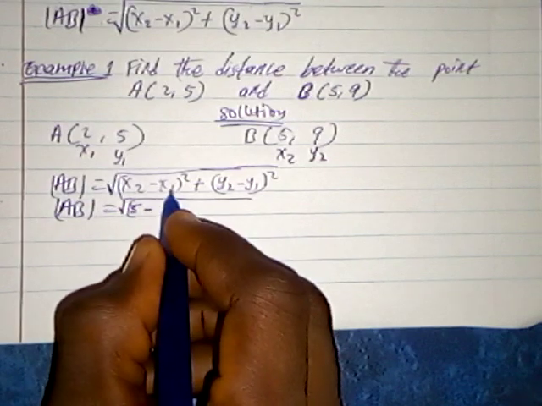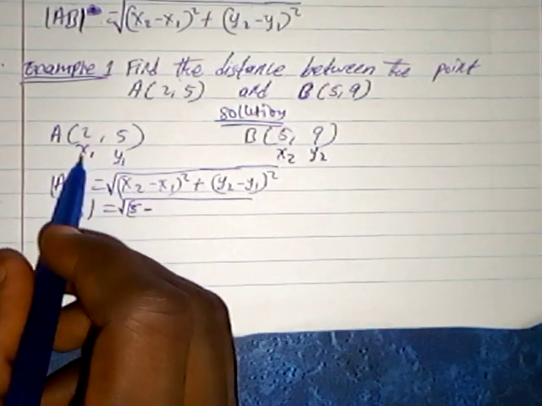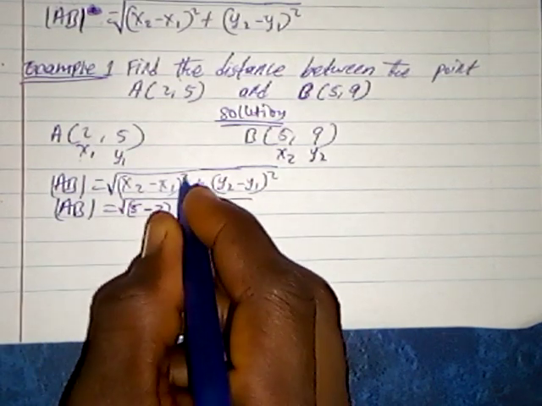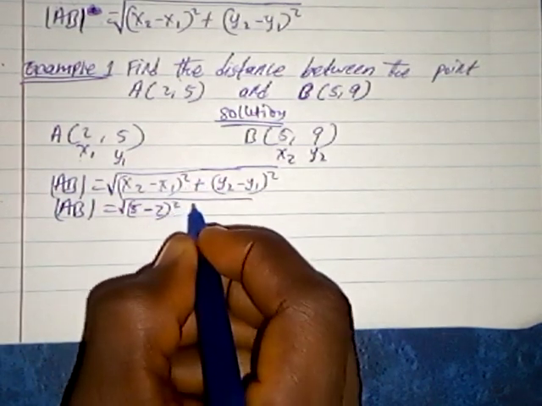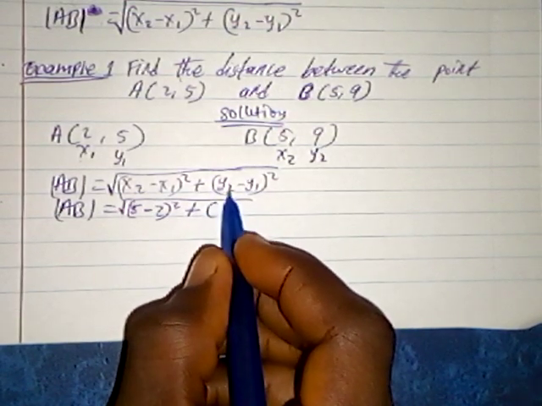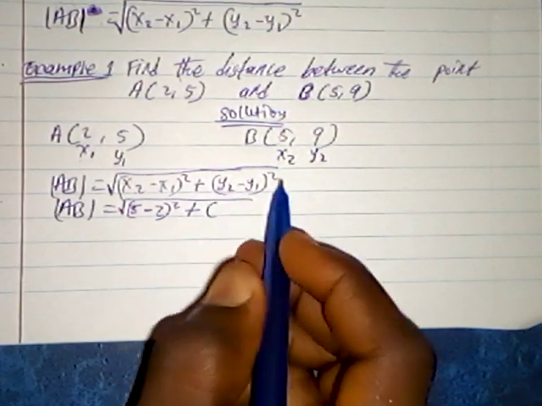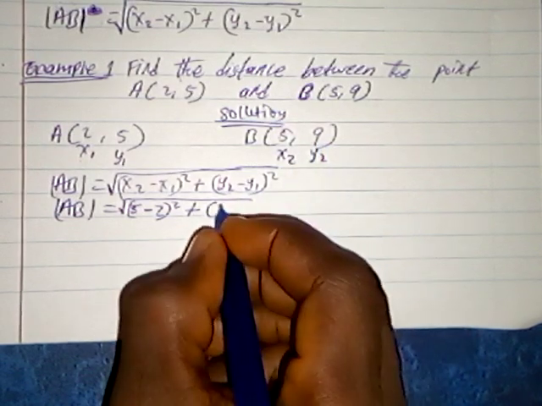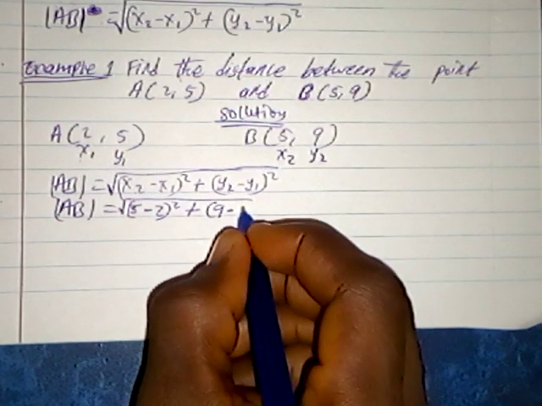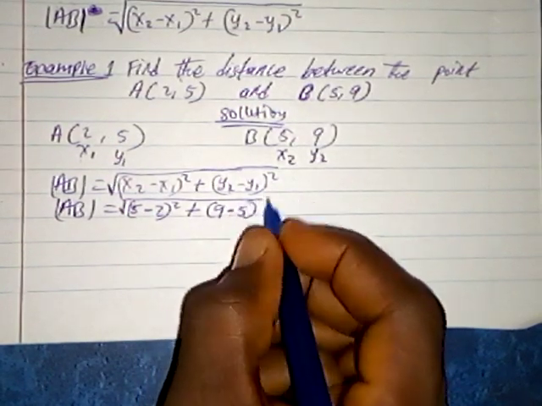Minus x1 is what? Where is x1? Here is x1, and x1 is 2. So we put 2 all bracket. You see it has square. The formula has square. We say plus, what is y2? y2 is 9. You see it has 9 minus. What is y1? y1 is 5. The formula has square.